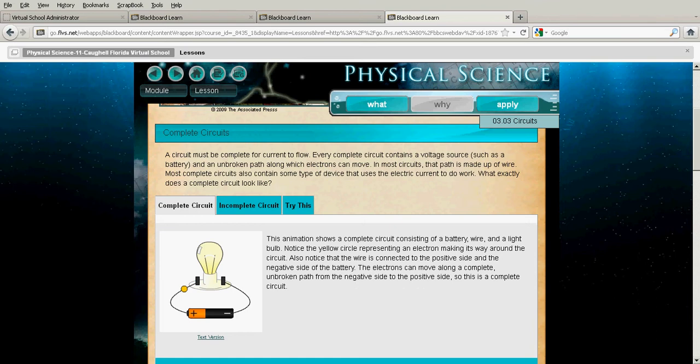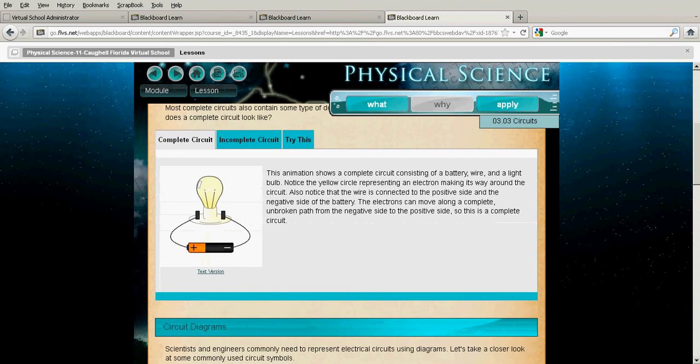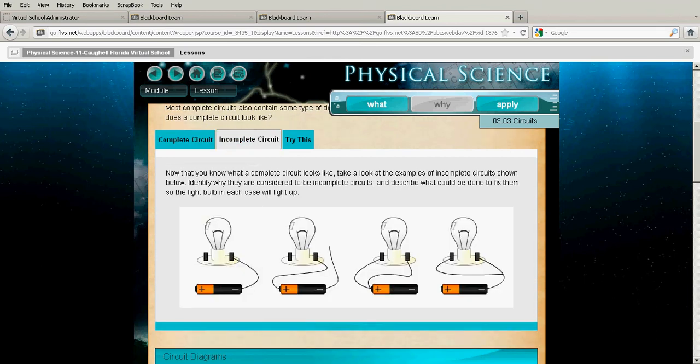So let's see, what does a complete circuit look like? This is an example. Here's our voltage piece, our path, and the area to do work. So it's lighting up a light bulb. An incomplete circuit: we only have a path from one end of the voltage to the area to do work. It doesn't matter which end, but see, both ends have two wires, but that's not going to work. It must go from the negative to the positive. That's the only way it'll work.